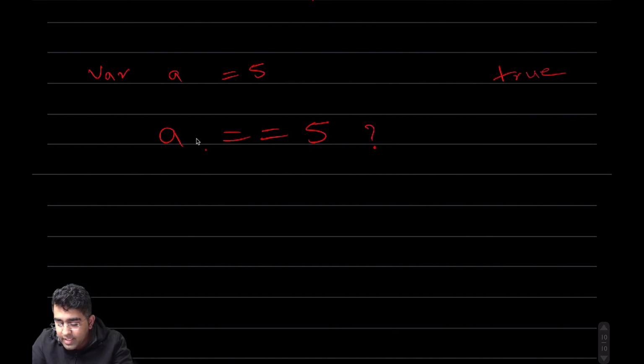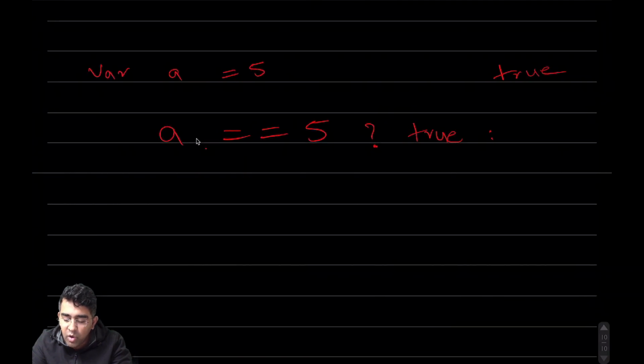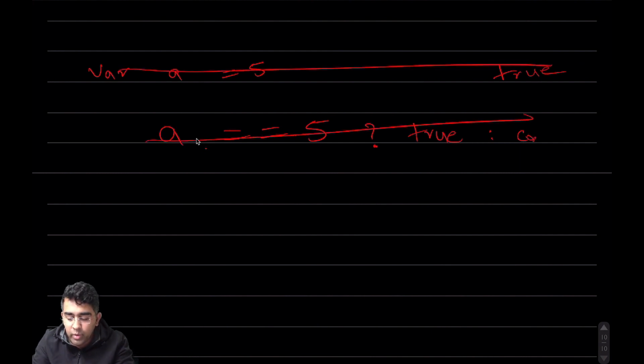But we can add a ternary operator and say, okay, if a is equal to 5, then do this. Maybe we can say return true. And if this is not true, then it will do this. So here you can define a logic there as well. For example, console log something on the console, so say not true. Let me give you a demo in coding now.